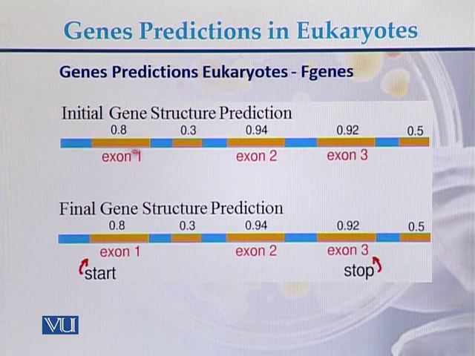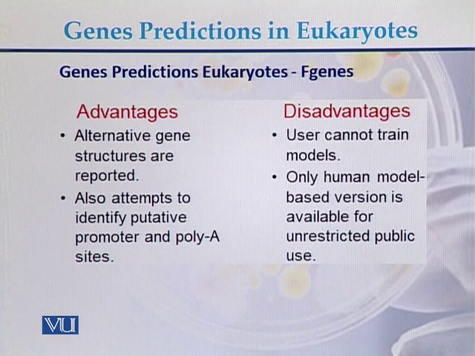So as an initial prediction, this was actually exon 1, exon 2, and exon 3 of the gene. In the final gene structure prediction, this is exon 1. These are the wrongly identified exons because the scores were 0.3 and 0.5. So FGENES is another tool used for gene predictions in eukaryotes, which is based on a scoring system. There are some advantages and disadvantages: alternative gene structures are reported, and only the human model-based version is available for unrestricted public use. So these are some of the advantages and disadvantages of the tool called FGENES for the prediction of genes from eukaryotic genomes.